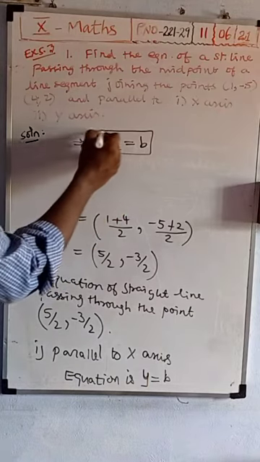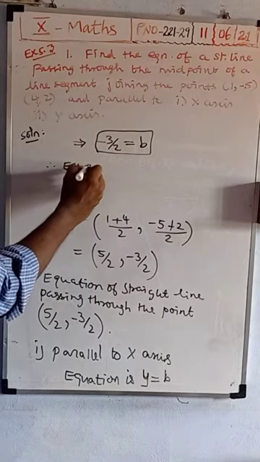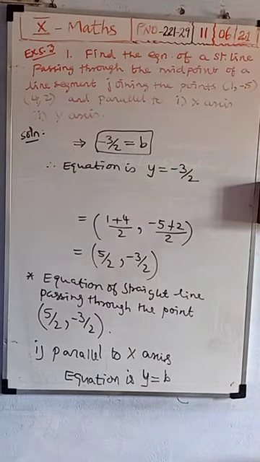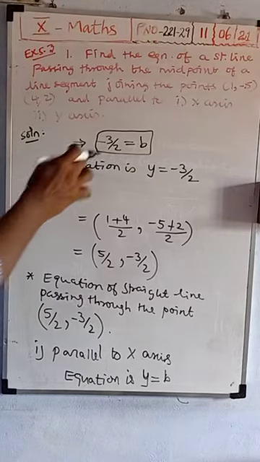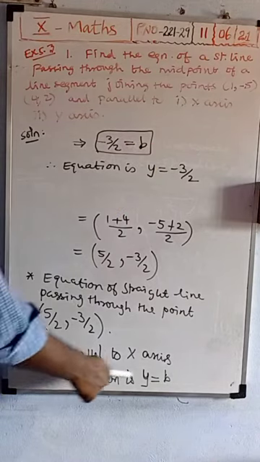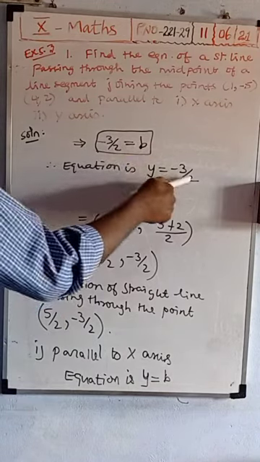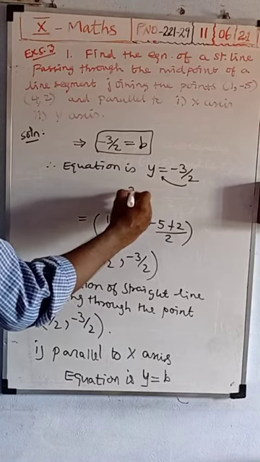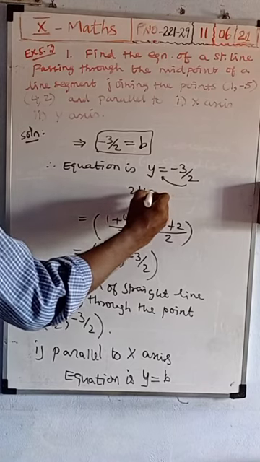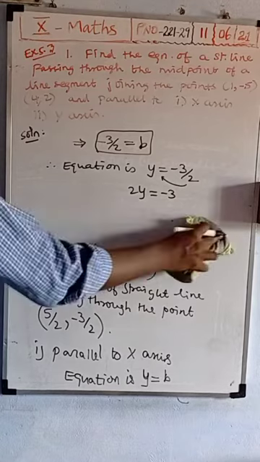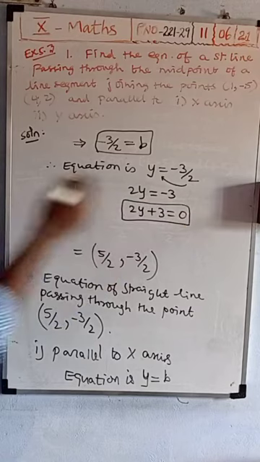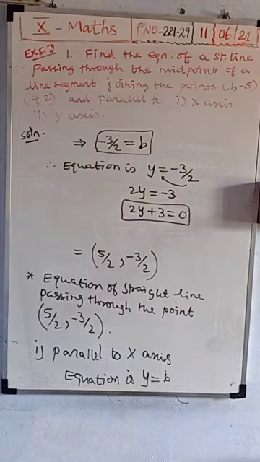Now we received the b value, therefore the equation is y = -3/2. Instead of b, you write -3/2. Now this 2 comes to this side: 2y = -3. Now the -3 comes to this side as +3, so 2y + 3 = 0. This is the equation of the line parallel to the x-axis.